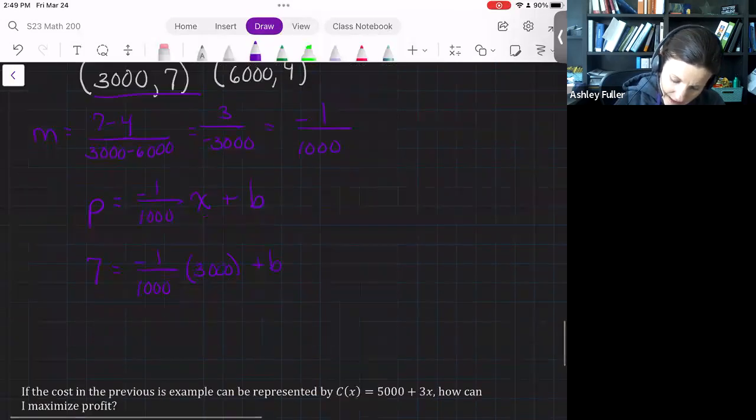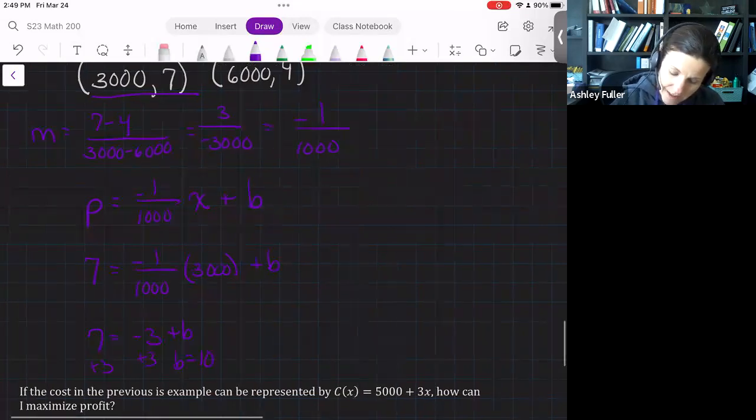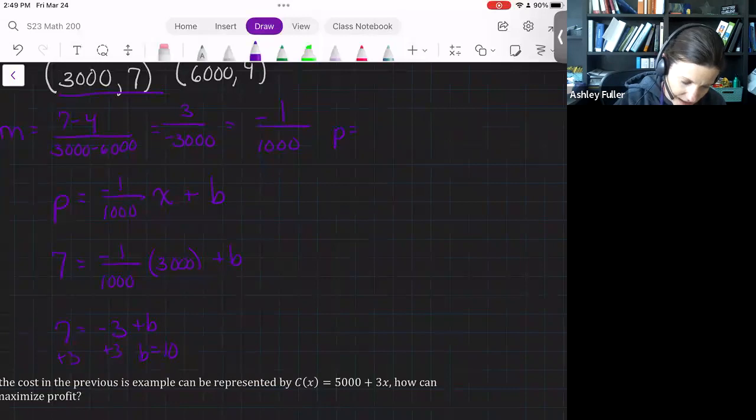When I multiply this out, I get 7 equals negative 3 plus b. I add 3 to both sides, and so my intercept is 10. So my linear function for price is therefore negative 1 over 1,000 x plus 10. Remember, this is the price, and this is the number sold.